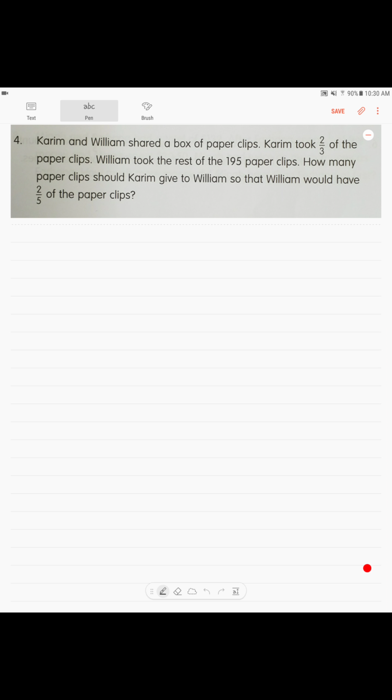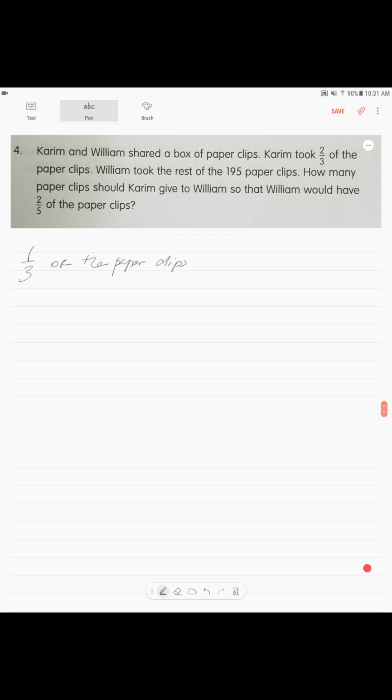Alright, next problem. Karim and William shared a box of paper clips. Karim took 2/3 of the paper clips, William took the rest, 195. How many paper clips should Karim give to William so that William would have 2/5 of the paper clips? Okay, very simple, right? 1/3 of the paper clips.